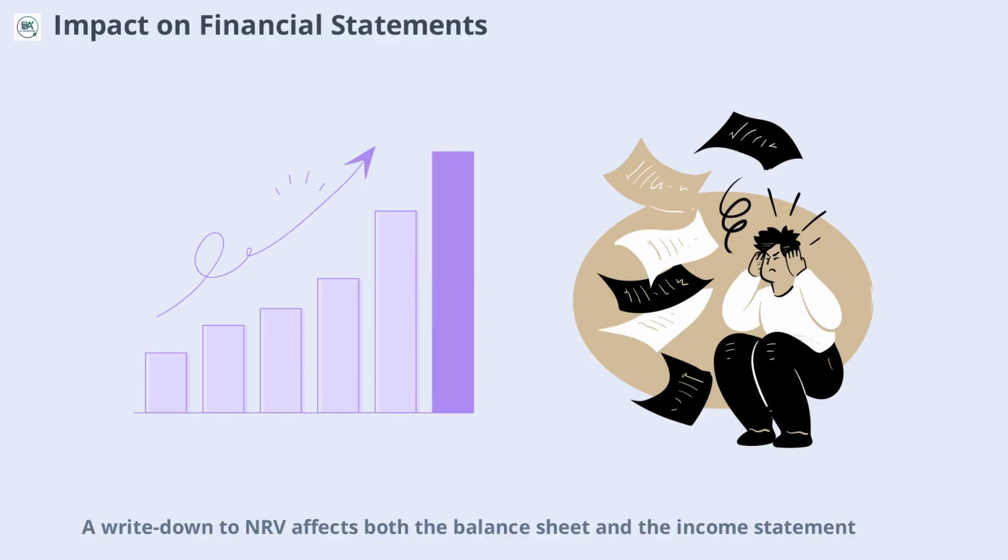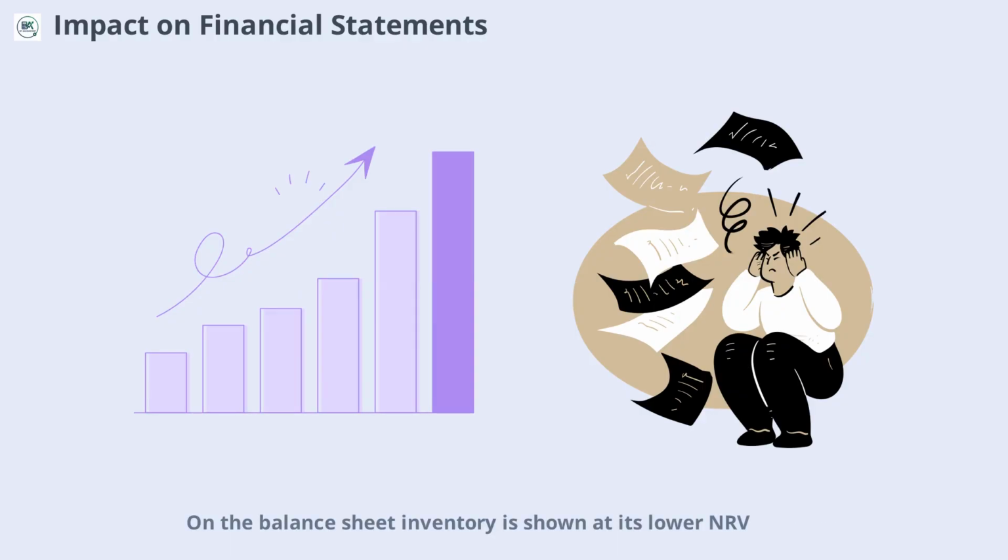Write-down to NRV affects both the balance sheet and the income statement. On the balance sheet, inventory is shown at its lower NRV, ensuring assets are not overstated. On the income statement, the write-down appears as an expense, reducing net profit for the period. This adjustment provides a more realistic view of the company's financial position and performance, which is crucial for investors, creditors, and other stakeholders relying on these reports.